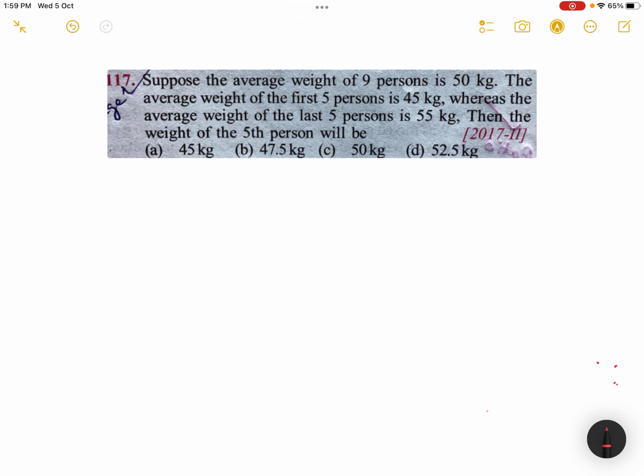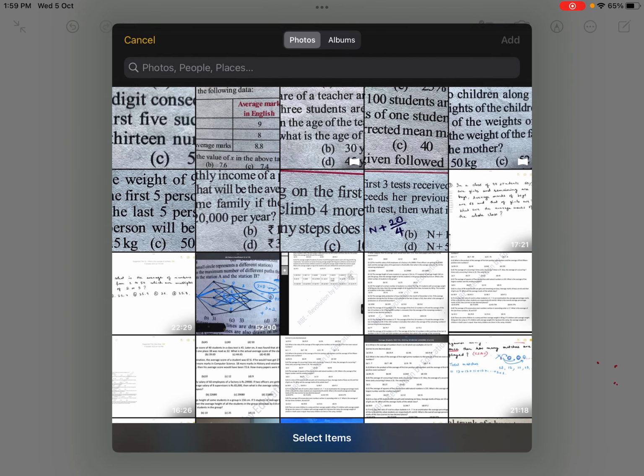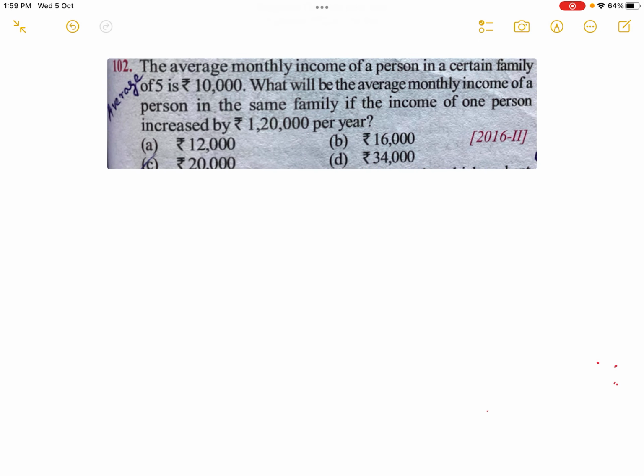I think we have solved quite enough problems already. That will continue. The average monthly income of a person in a certain family of 5 is 10,000. What will be the average monthly income of a person in the same family if the income of one person is increased by 1,20,000 per year? For that guy, the monthly increment would be the yearly increment divided by 12.